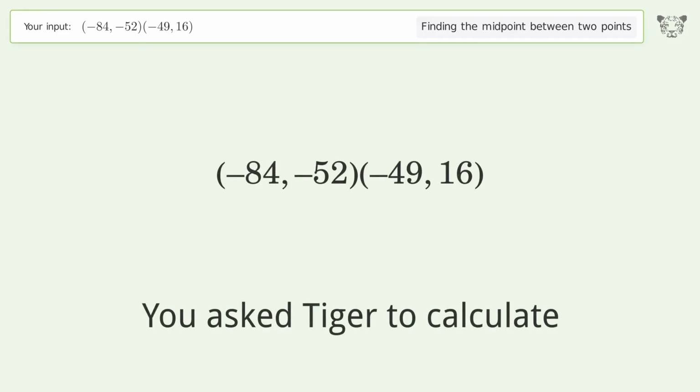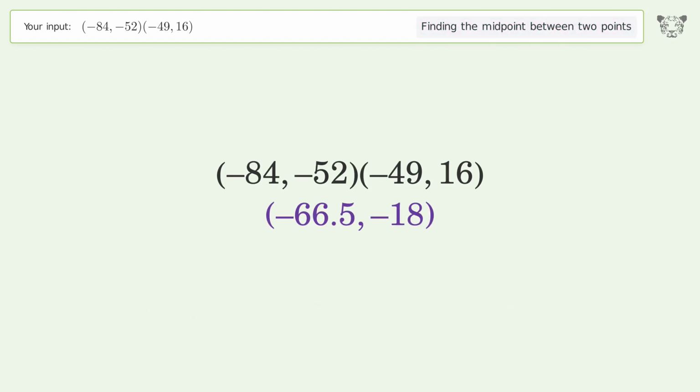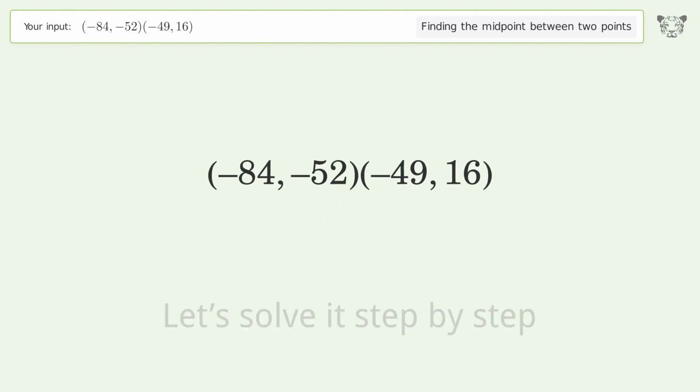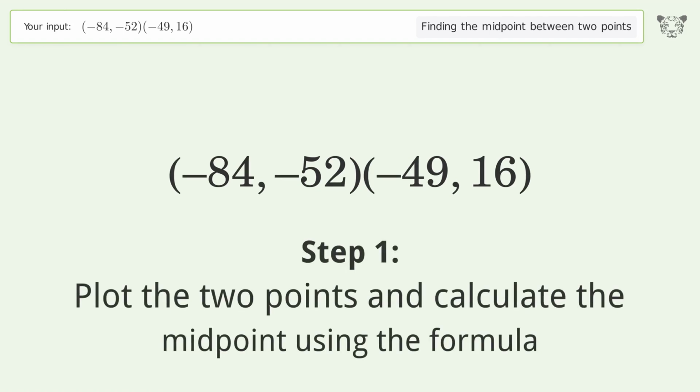You ask Tiger to calculate. This deals with finding the midpoint between 2 points. The midpoint between the 2 points is negative 66.5, negative 18. Let's solve it step by step. Plot the 2 points and calculate the midpoint using the formula.